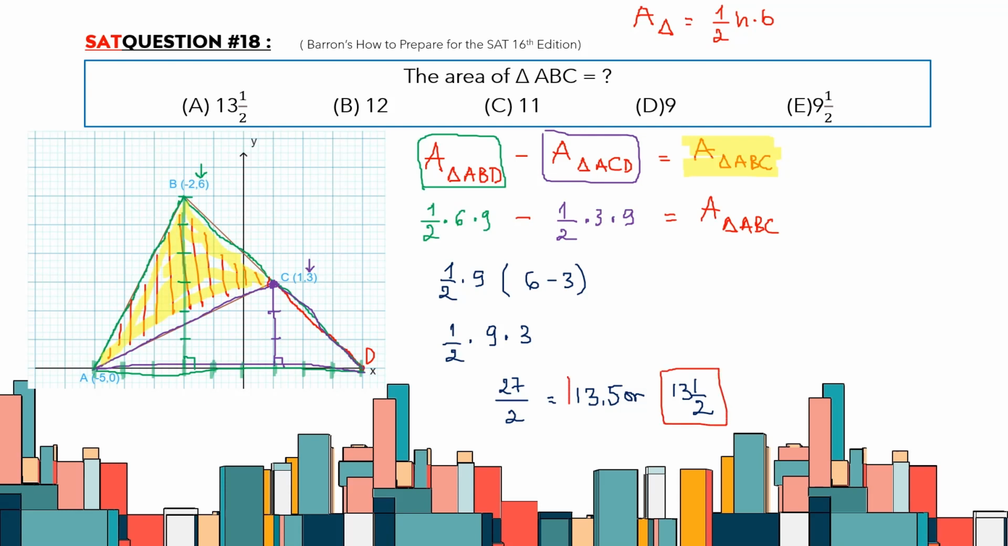So either 13.5 or 13 1/2 as a mixed number will be the area of triangle ABC. So A should be the right answer.